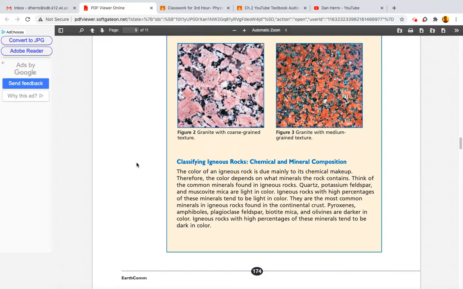Quartz, potassium feldspar, and muscovite mica are light in color. Igneous rocks with high percentages of these minerals tend to be light in color. They are the most common minerals in igneous rocks found in the continental crust. Pyroxenes, amphiboles, plagioclase feldspar, biotite mica, and olivines are darker in color. Igneous rocks with high percentages of these minerals tend to be dark in color.